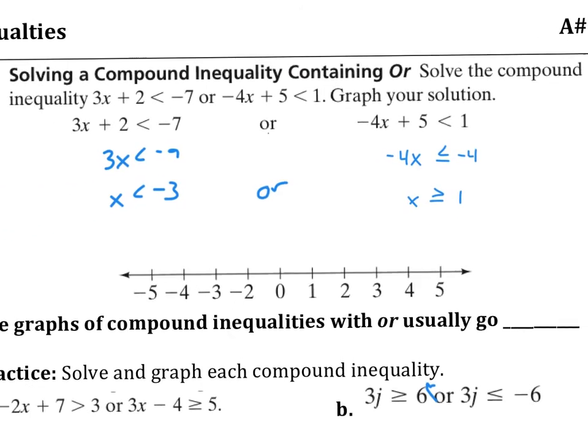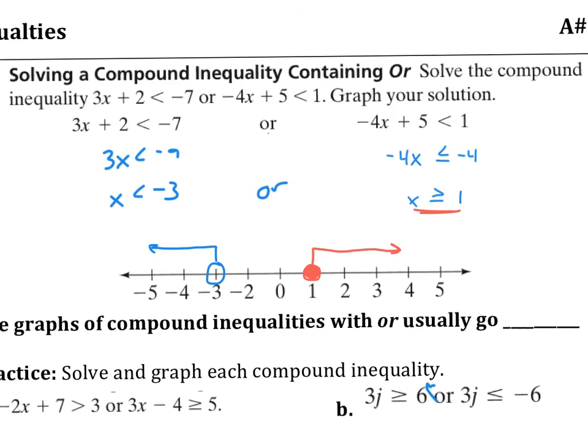Now, when I graph the two situations, this one here, x is less than negative 3. So let's go to the negative 3 here and graph it this direction. And then this one over here, I'm going to graph like this. X is greater than or equal to, so fill it in, and going in this direction.